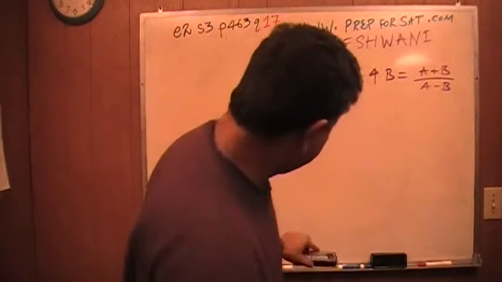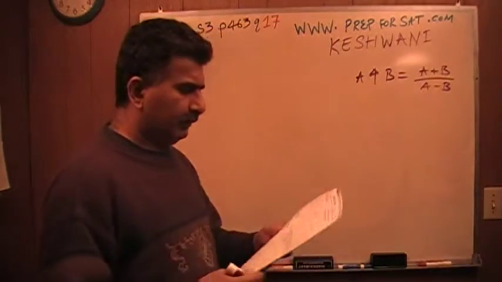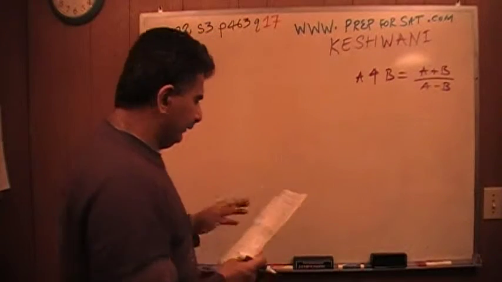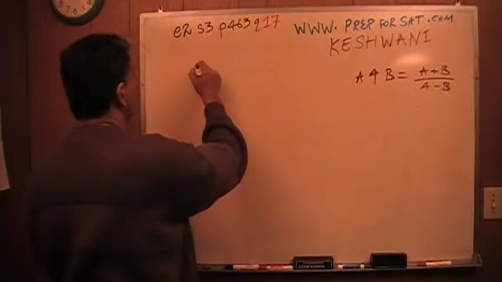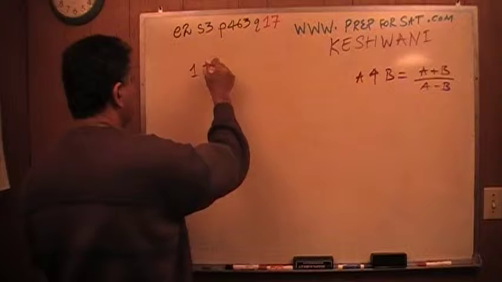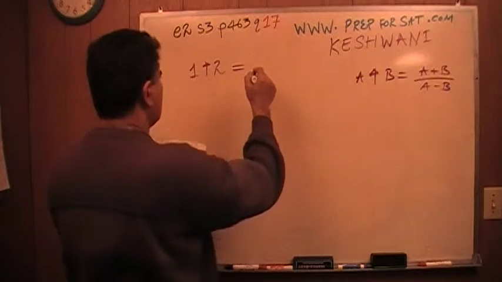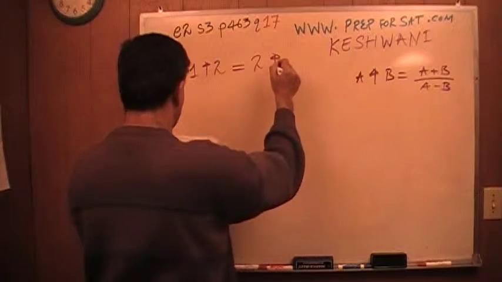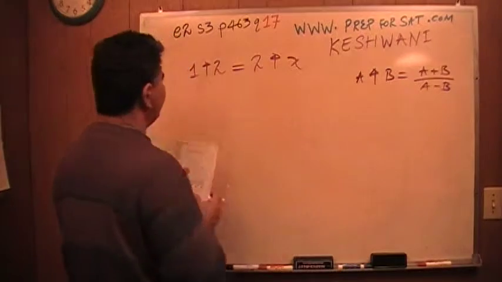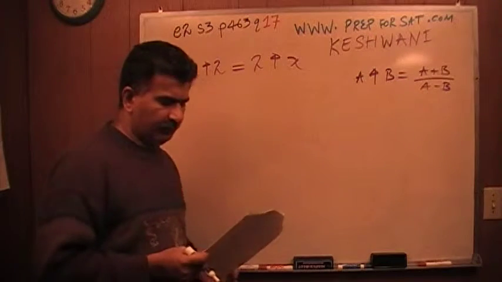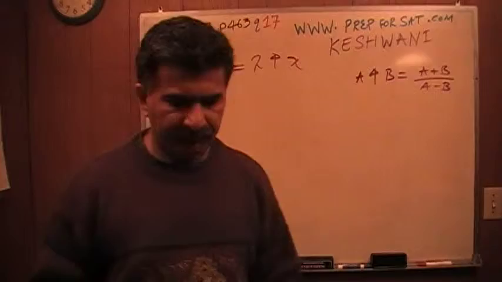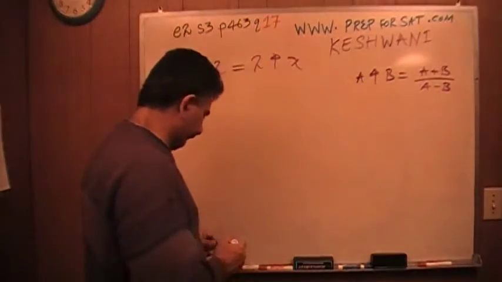And let's see what they're asking. It says that if this is true, if these two quantities are equal, then the question is, what must be the value of X? So let's find out. Very simple, very straightforward.